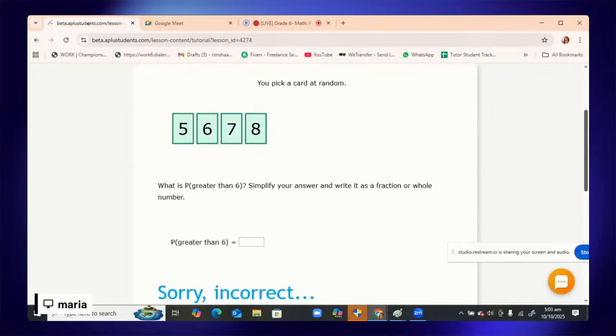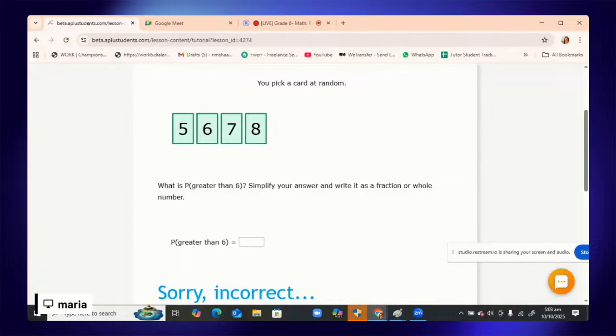So here you pick a card at random. There are four cards given here, that is 5, 6, 7, and 8. First card is 5, then 6, then 7, and then 8. They are asking what is the probability that the card is greater than 6? So we check it out here, the probability which is greater than 6.